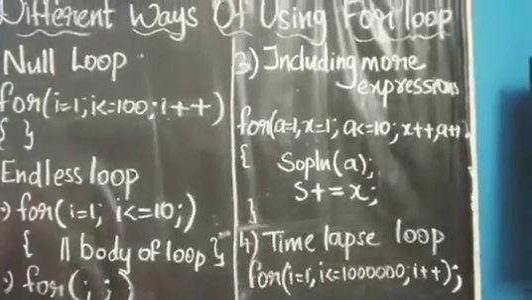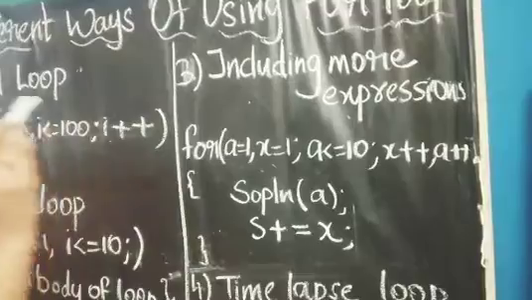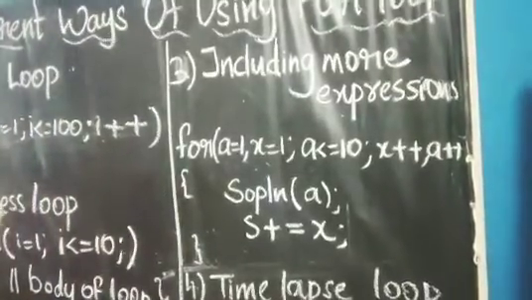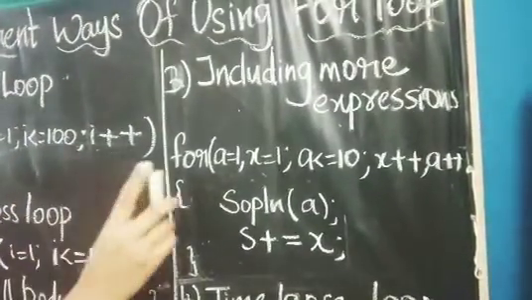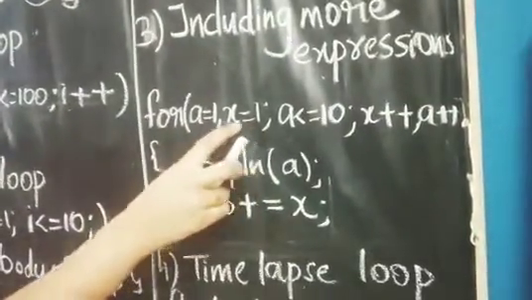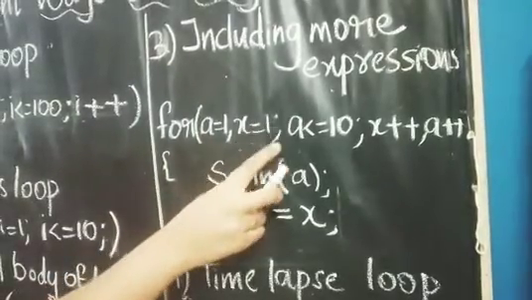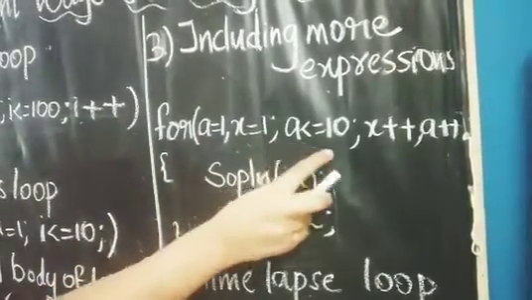So next is including more expressions. You can include one or more expressions in a for loop. For example, for (a = 1, x = 1; ...). So a = 1, x = 1. There are two initial values here, a semicolon, then any one condition here.